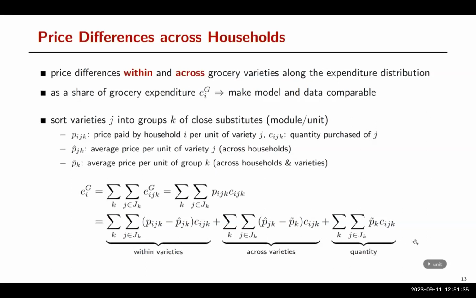To compute these price differences, first, I should have said, I'm sorting products into groups of close substitutes. So I'm comparing unit prices across apples, unit prices across oranges, to make things comparable. But again, the price that you pay for your apple has some average component, then differences in the prices across types of apples, and differences in the prices for your given apple due to differences in shopping effort.